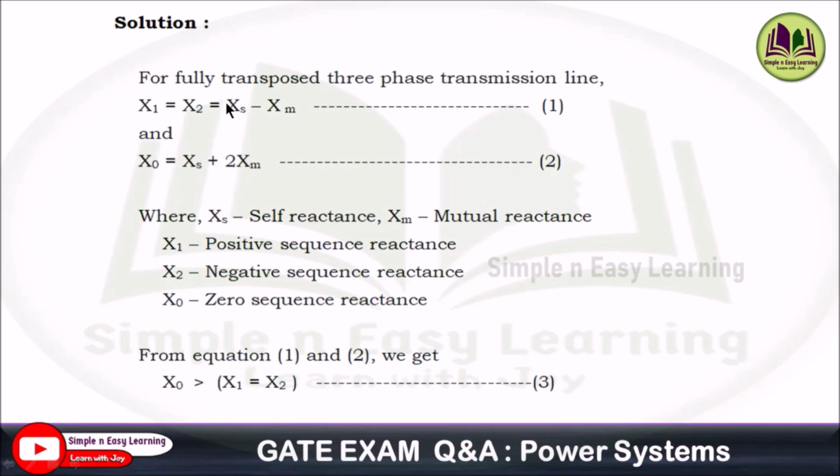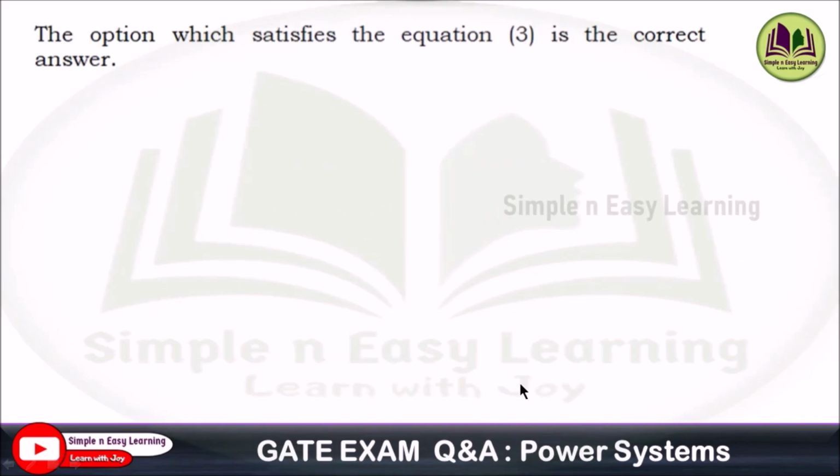This is somewhat greater than the first equation, that is, x1 equals x2 equals xs minus xm. So that value will be less when compared to x0. So the condition is x0 is greater than x1 equals x2. That is your third equation. Now the option which satisfies equation 3 is the correct answer. Equation 3 says x0 is greater than x1, which is equal to x2.